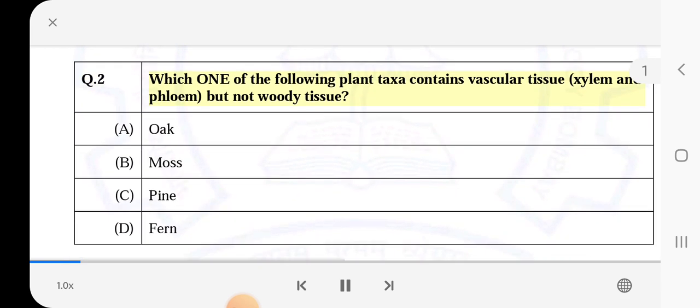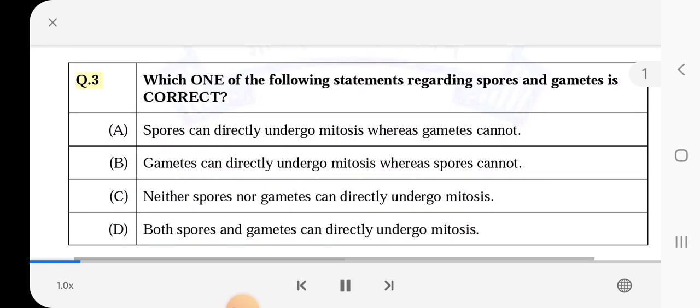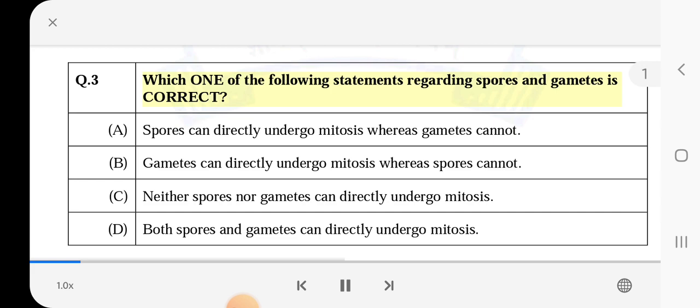Q.2 Which one of the following plant taxa contains vascular tissue, xylem and phloem, but not woody tissue? A. Oak, B. Moss, C. Pine, D. Fern. Fern.